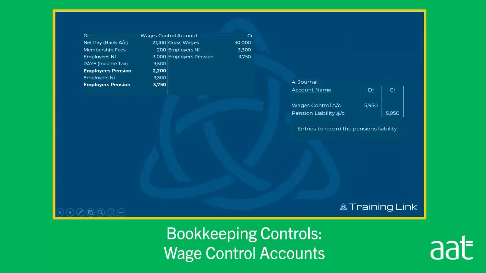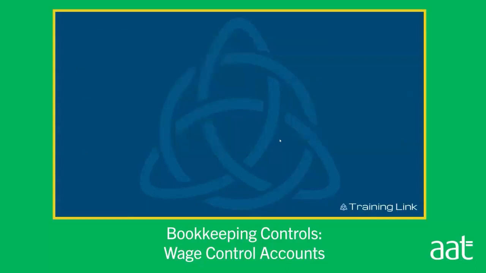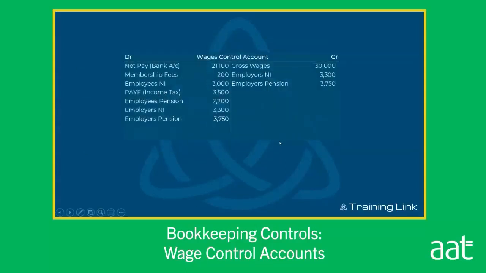We've seen the summary there in the journal, so let's see that in the T account. 2,200 plus 3,750 is the 5,950, and that double entry is completed within the pensions liability account. There is the credit entry. Hopefully that's all really quite clear. If not, please do ask the questions of Jane.